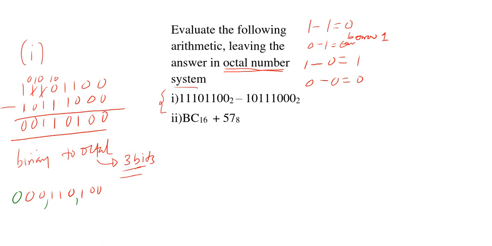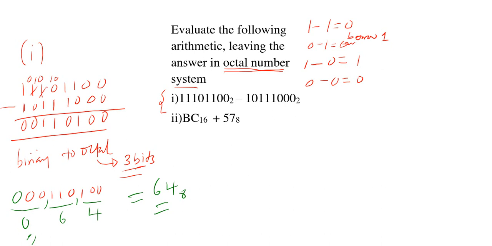Then after you do that, for every group, you write the equivalent octal number. So here we get 0. This is 6, and this is 4. So in this case, this 0 does not have any significant value. So in this case, we get 64 base 8. That becomes the answer for that Roman 1. We go to Roman 2.